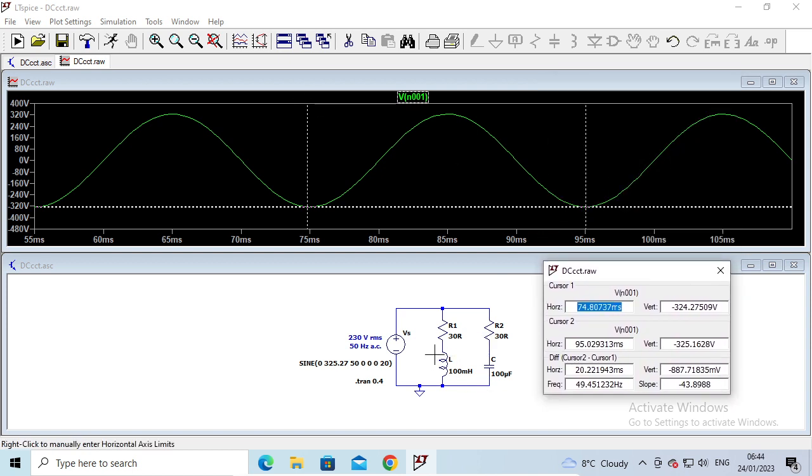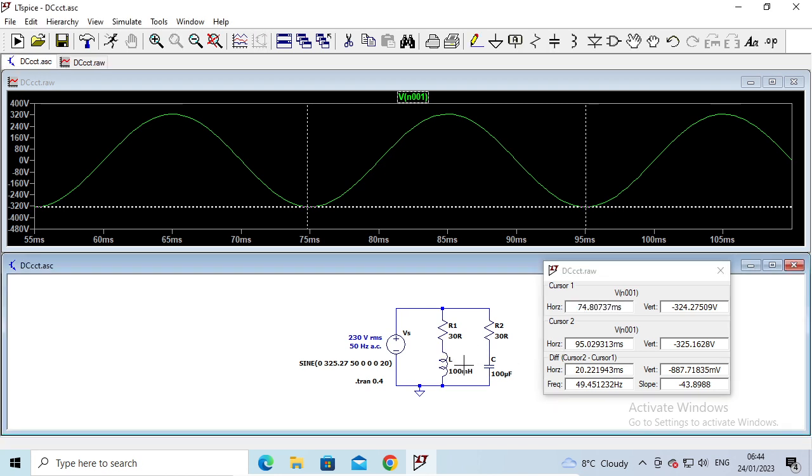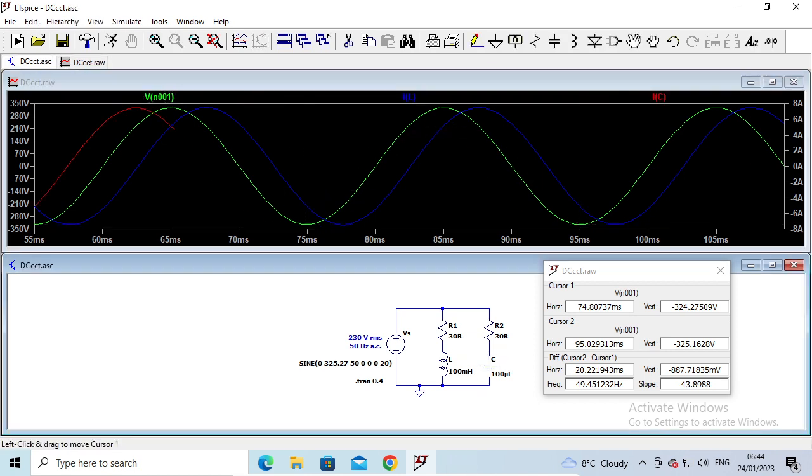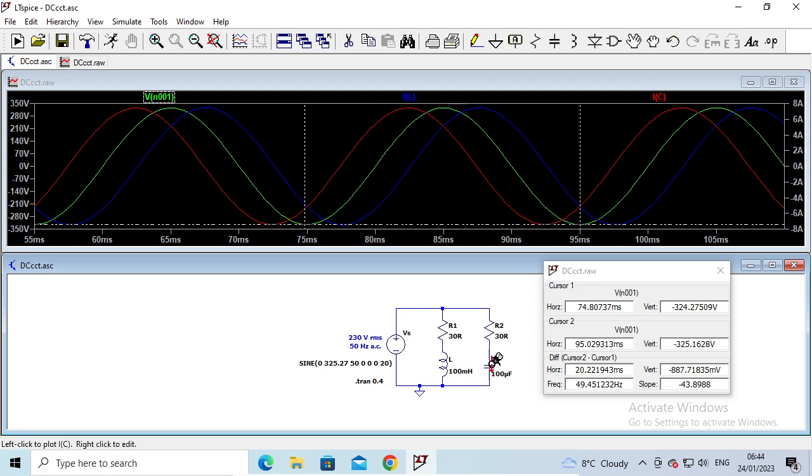So we're basically ready to look at the current in the two branches here. All I need to do to display those is to hover over them to display the current clamp, and I'll click on the inductor, and you can see that the inductor waveform is in blue, and then I will click on the capacitor and it produces the red waveform.